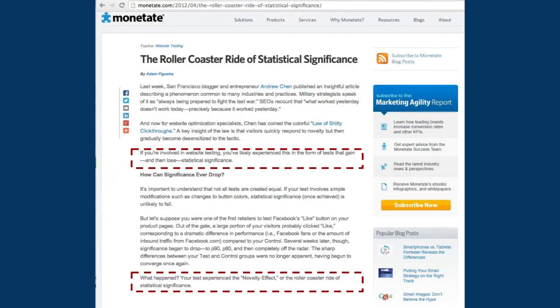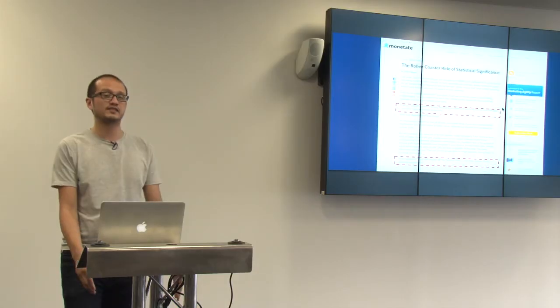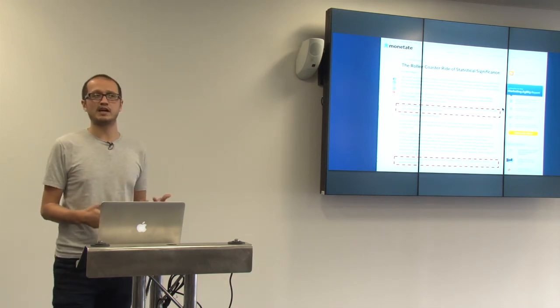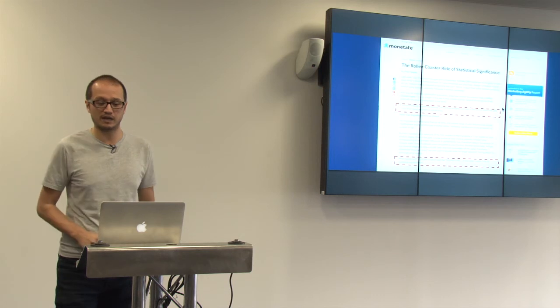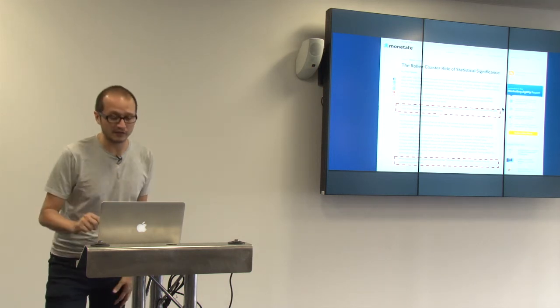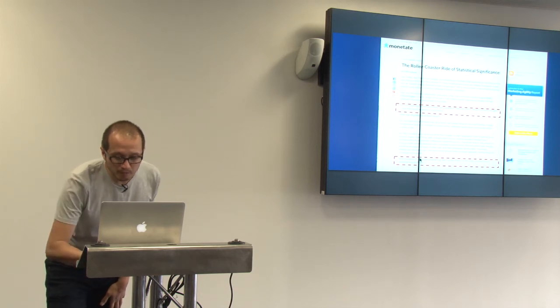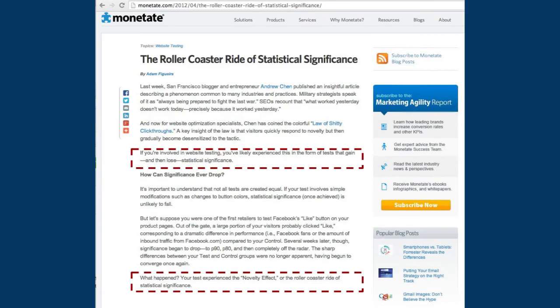This is a blog post where someone's talking about the roller coaster ride of statistical significance. And they say, if you're involved in website testing, you've likely experienced this in the form of tests that gain and then lose statistical significance. They're talking about this effect where you run an A/B test, you have a high uplift, and then you run another A/B test on the same A and B, control and variant, and the effect goes down. And they try to explain this with this paragraph at the end. So what happened? Your test experienced the novelty effect, or the roller coaster ride of statistical significance.